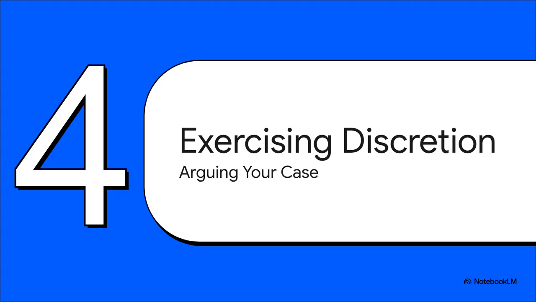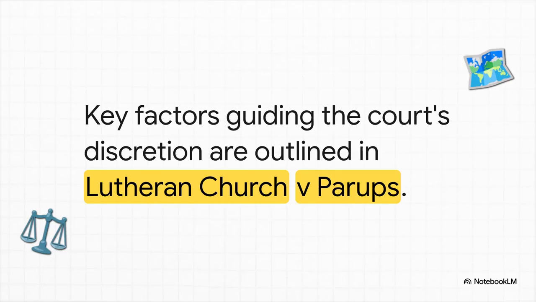Now, here's the crucial part. The court can fix your mistake, but it doesn't have to. It's all about discretion. So how do you stand up and persuade a judge that they should exercise that discretion in your client's favor? For your exam, if you remember one case on Rule 371 discretion, it has to be this one. Lutheran Church of Australia versus Parips. This decision by Justice Crowley gives you the perfect roadmap for the submissions you need to make.